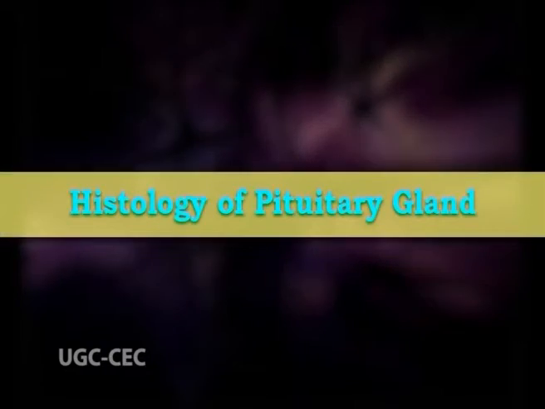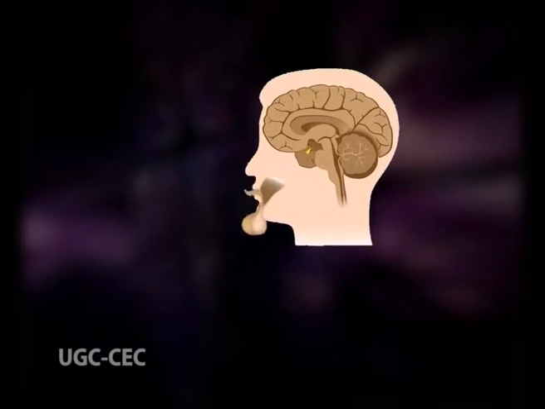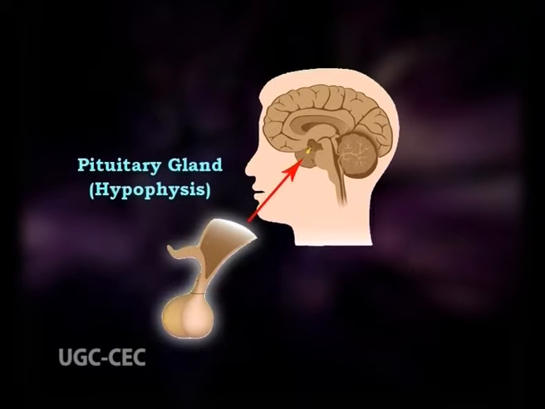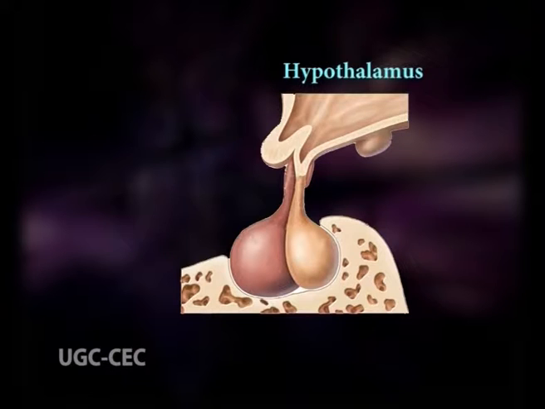First, we will see the histology of the pituitary gland. The pituitary gland, also known as the hypophysis, is a bean-shaped, roundish organ that lies beneath the hypothalamus, resting in the base of the skull called the sella turcica. It is composed of two distinct parts.